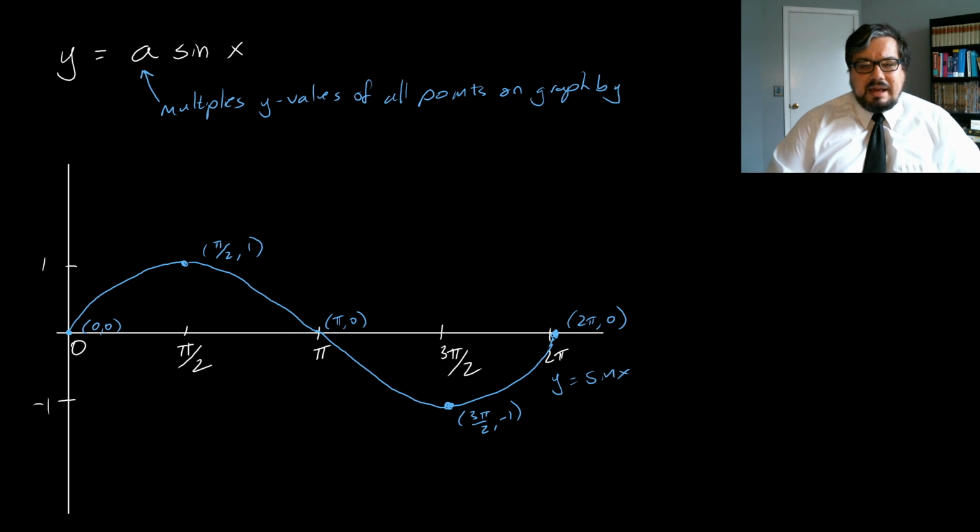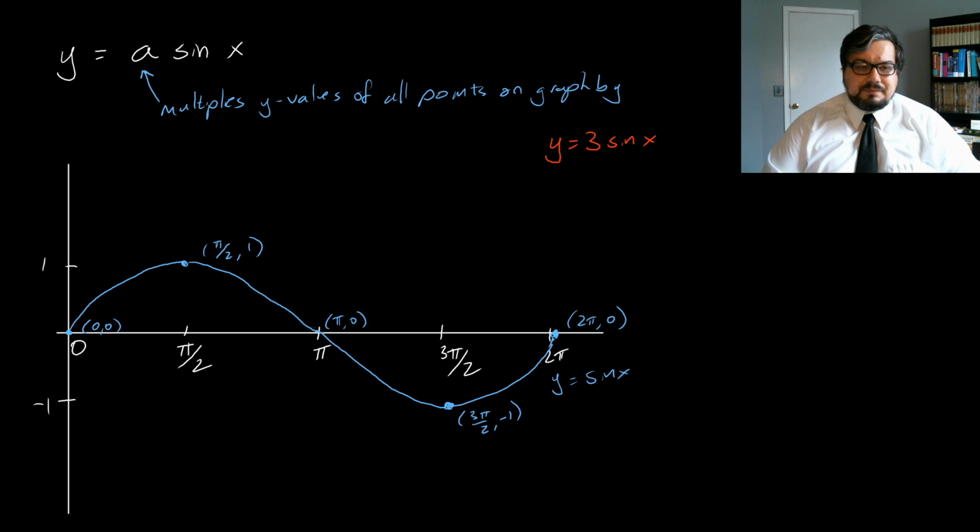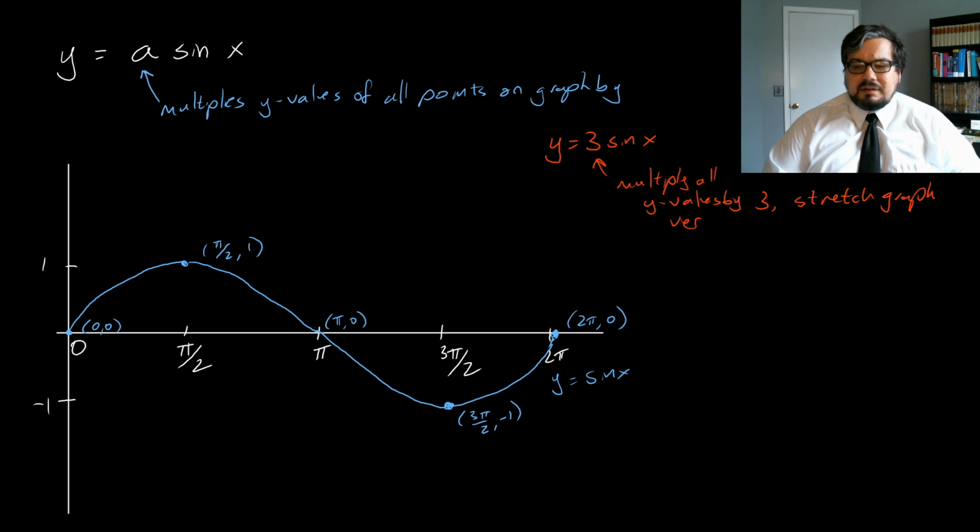So now let's look at y equals 3 sine x. What this is going to do is multiply all y values by 3. Or in other words, this is going to stretch the graph vertically by a factor of 3. So what this means is that we can take every point on the graph, multiply its y value by 3, and get the point on the new graph.